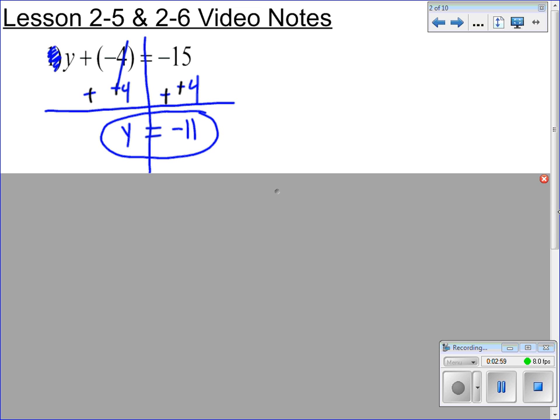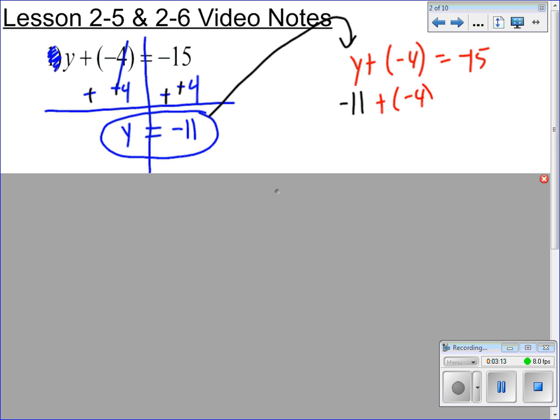Now we can double check this by taking the original formula and plugging in what we found for y into the original formula. So we found negative 11, and if we did this correctly, we should find that negative 11 plus negative 4 equals negative 15. And indeed, it does. So that is true, and this problem checks out.